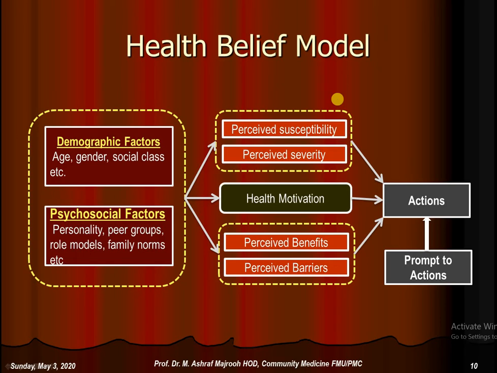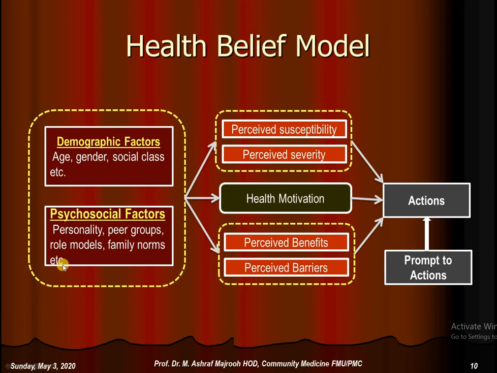So let's see the graphical picture, the flow diagram of the health belief model. The health belief model, as it has been described, is again based on those four pillars. But these two pillars, perceived susceptibility and perceived severity, vary with age, gender, social classes. Some classes believe that this disease is very serious and they are at risk, and some people don't take it seriously, and this depends upon these demographic factors.